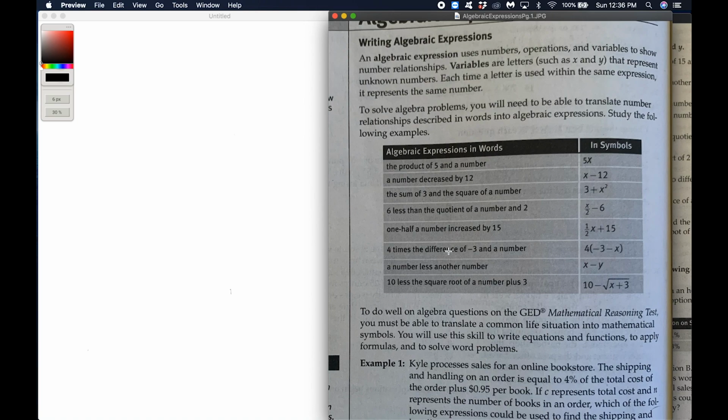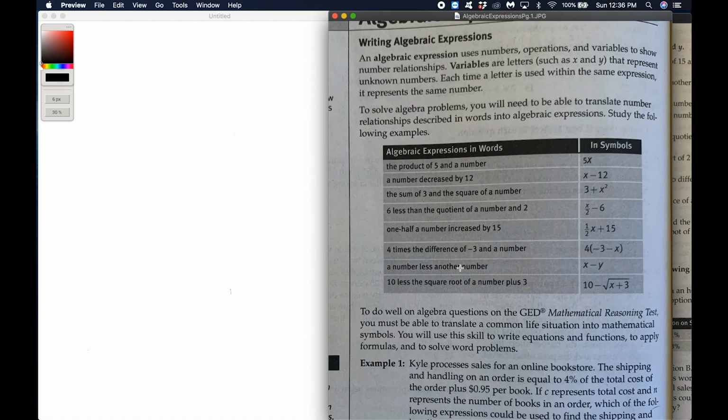4 times the difference of negative 3 and a number. So anytime you see parentheses like this and a number right outside of it, it means that you multiply everything in here by 4. Okay? So, for example, 4 times negative 3 is negative 12, and 4 times negative x would be negative 4x. So this is negative 3, then we have minus, because this is the difference. Okay, 4 times negative 3 minus x.